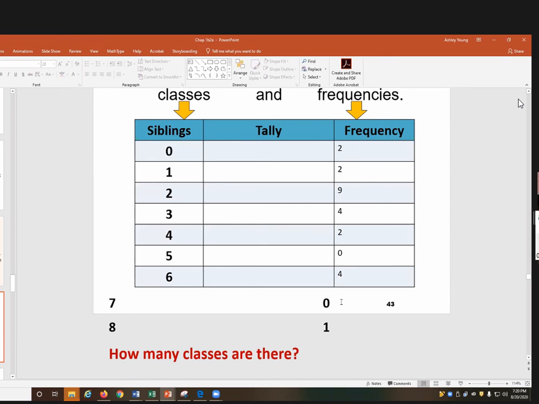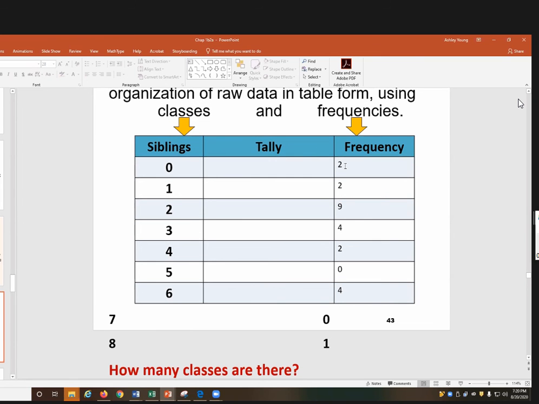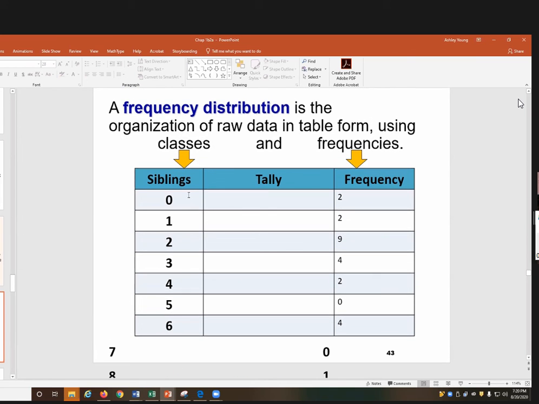Professor Young, wouldn't it be considered like maybe false data if there's no group 7? Well, that's why you have to have how many people have 7 siblings, 0 have 7 siblings. This tells you how many people are in that group. So there's 2 people who have 0 siblings, 2 people who have 1 sibling, 9 who have 2 siblings. The frequencies tell you how many people are in that class, in that group. Okay. Yeah, good questions.